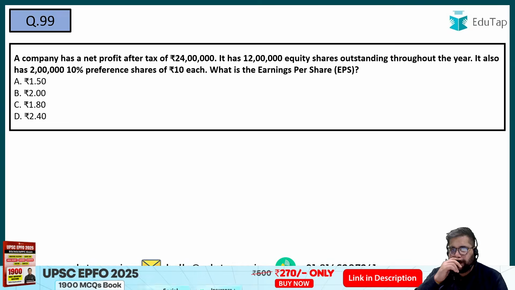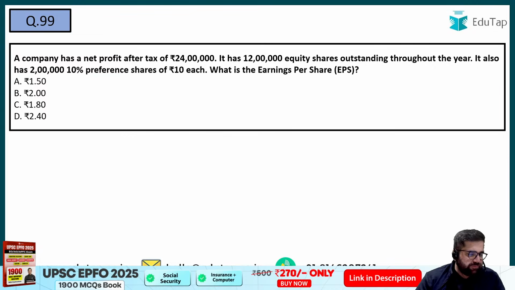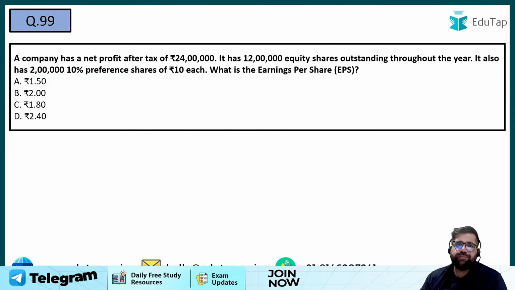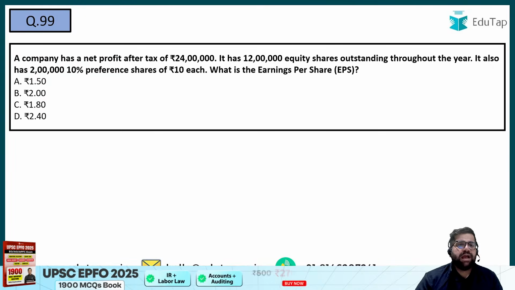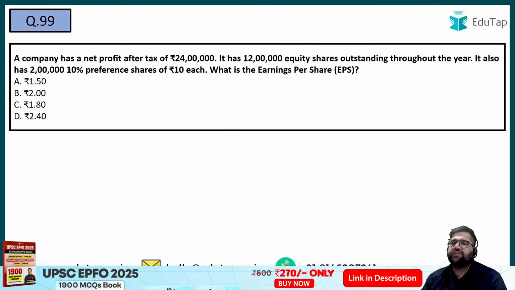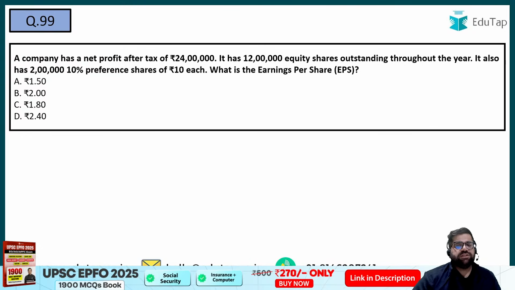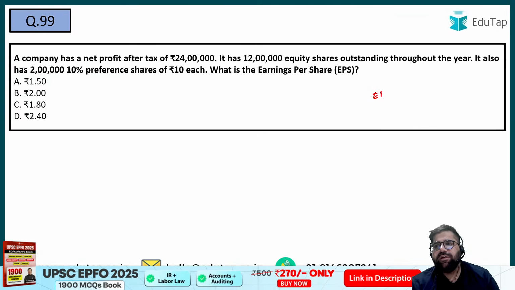Let's go to 99. In this question you have to calculate EPS. 99. A company has a net profit of 24 lakhs. It has 12,000 equity shares outstanding throughout the year. It also has 2 lakh 10% preference shares worth 10 each. What is earning per share? EPS is equal to what?